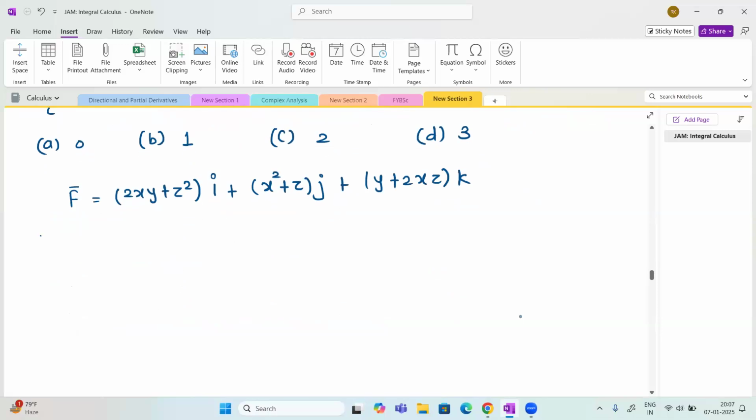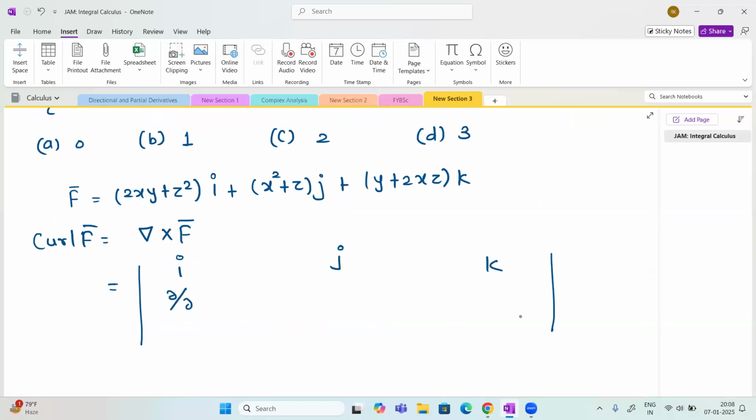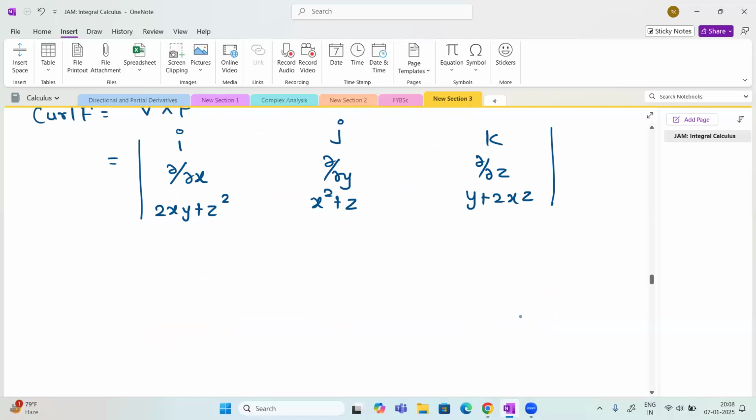We will find the curl, sir. If the curl is zero. Del cross F bar. How do we find del cross F bar? By solving the determinant: i, j, k, del by del x, del by del y, del by del z, and the values 2xy plus z square, x square plus z, y plus 2xz. Can anyone help me to solve this one?